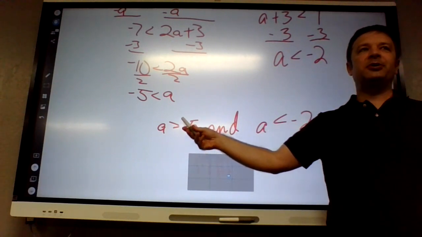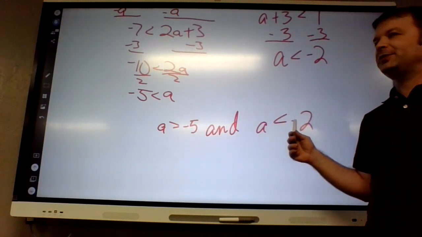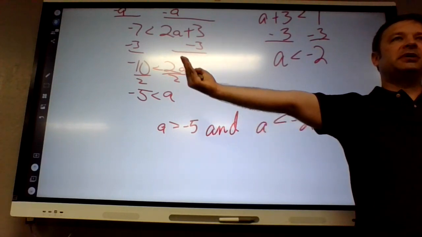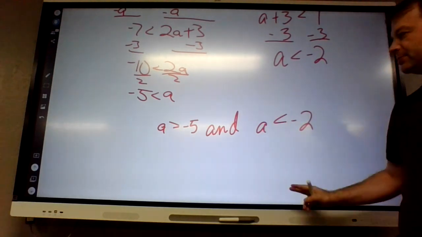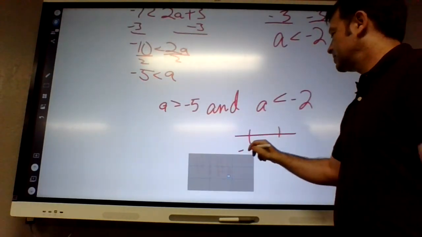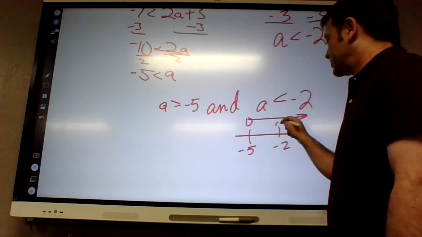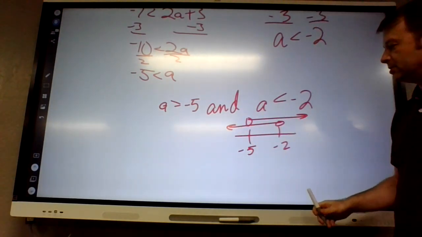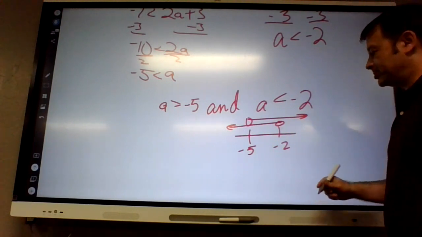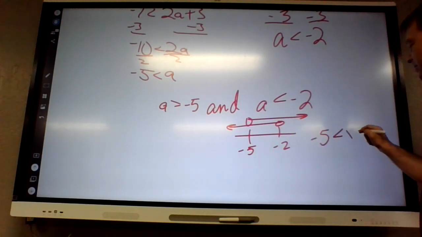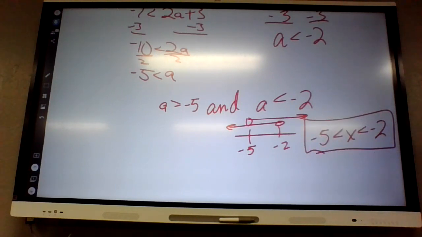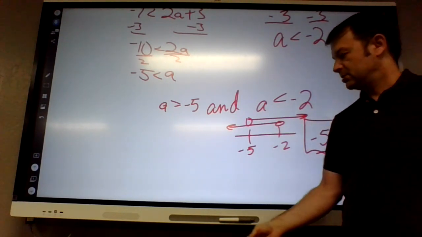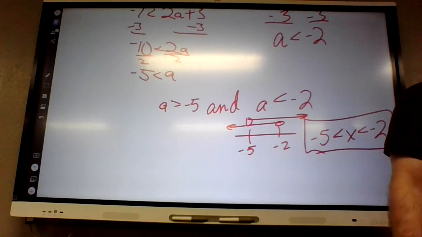So, what numbers are greater than -5 and less than -2? Here's -5, bigger, less than -2, smaller. So, it looks like this: greater than -5, less than -2. So what does that include? Negative 5, negative 2, and all the numbers between those. So it's -5, -2. Do we have to double those? No. I'm graphing to help us figure out what the final answer should look like.